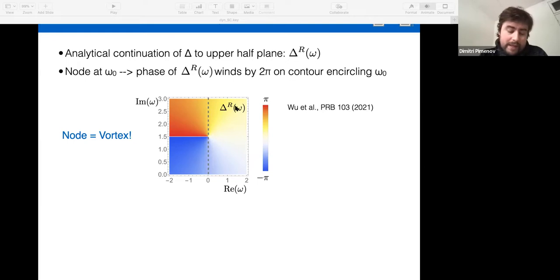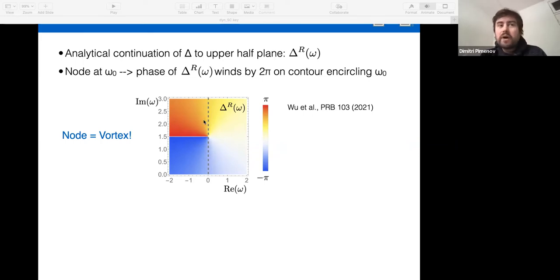So far I've discussed the gap function on the Matsubara axis. Now you can do an analytical continuation to the upper half plane. Then you get the retarded gap function. The dashed line in this picture is the Matsubara axis. If you have a node on the Matsubara axis, then the phase of the retarded gap function winds by 2 pi on a contour encircling this node.